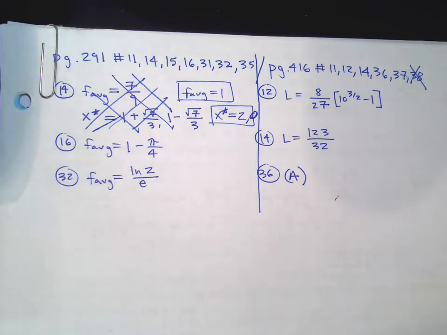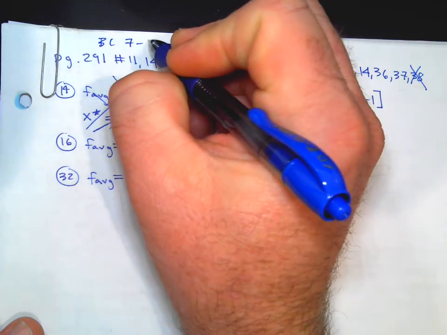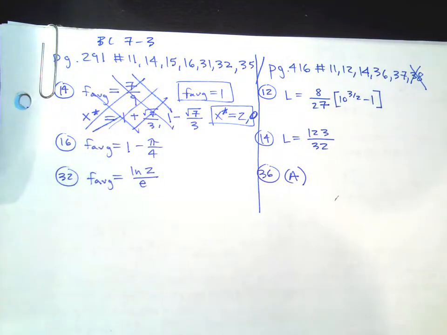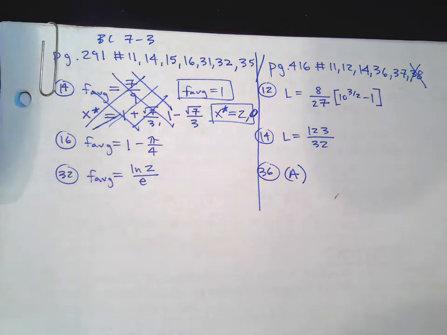AP Calculus BC, Unit 7, Day 3, office hours. These are problems out of the Kennedy book, our newer book this year, the orange one. 2 different pages.